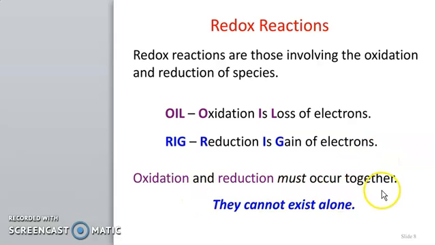Oxidation and reduction must occur together. They cannot exist alone. Both the reactions are simultaneous. They cannot exist alone, means only one of them cannot happen. Both the oxidation and reduction reactions are carried out at the same time. Okay, so we will discuss these redox reactions in brief.